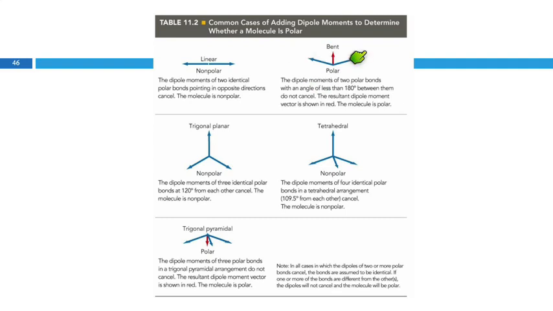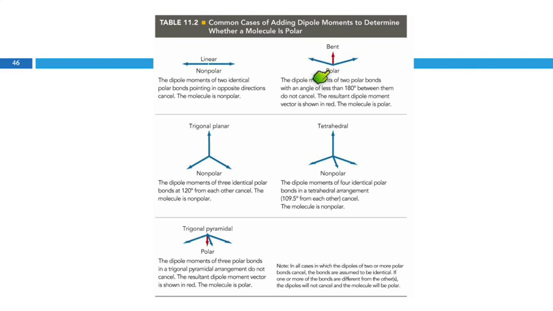In a bent molecule, though, this will end up being polar because these dipole moments are oriented differently, and so they're not adding up to 0. Also, with a trigonal pyramid, we're going to end up with a polar molecule.